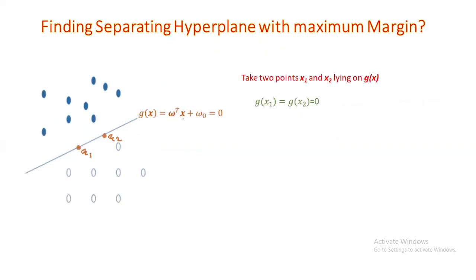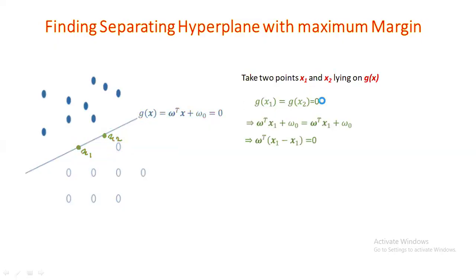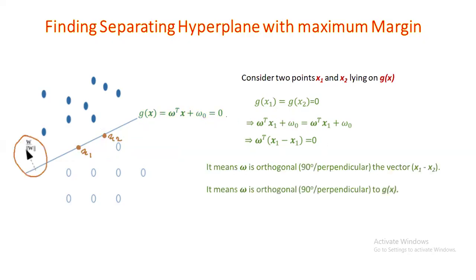So here, if you take two points x1 and x2, we will write g(x1) equals g(x2) equals 0. So we will write the equation like this: w transpose (x1 minus x2) equals 0, substituting. And the weight vector w is orthogonal to the vector x1 minus x2. It means w is orthogonal, perpendicular, to g(x).